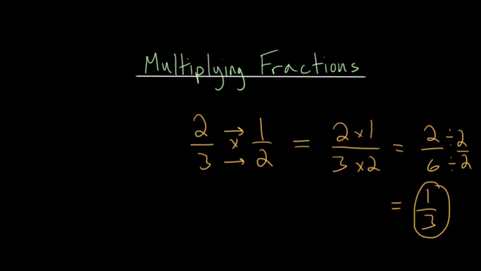So the question you should have is why? Why did we just multiply straight across? When we add fractions, you might recall that we need to find a common denominator. So why do we not need that when we're multiplying fractions? And probably the best way to answer that question is to draw a picture.